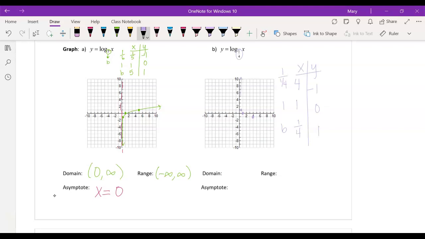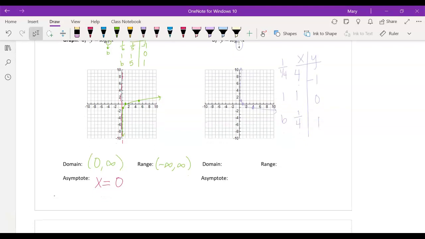And here's where your graph then is going to start high and end low there. This makes your domain 0 to infinity. Your range is your freebie for logarithms. It's -infinity to infinity. And your asymptote is still x equals 0 until we start moving it all around.